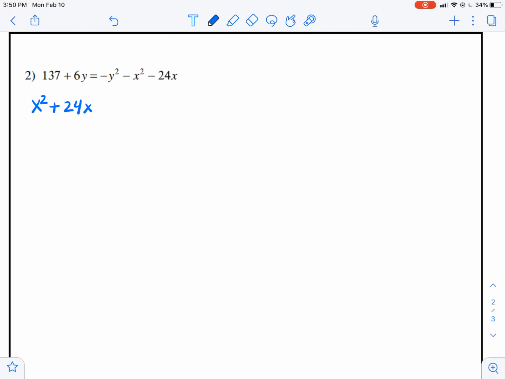Again, I'm moving everything over to the left. If you need to, write it out, you can. And then I'm going to move my y squared over. I still have my 6y there. And then I'm going to move my 137 over to the other side. Okay? So just double check your work, make sure everything got moved correctly. Now it is time for me to complete my squares.